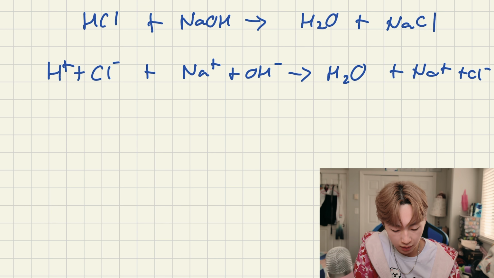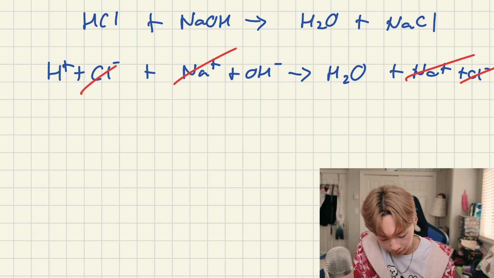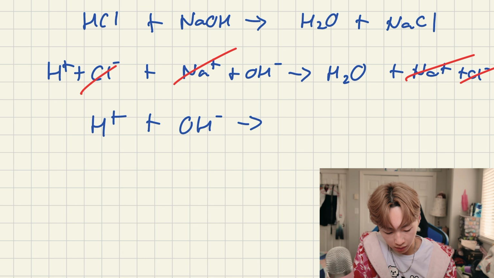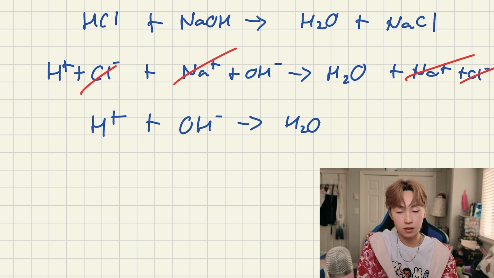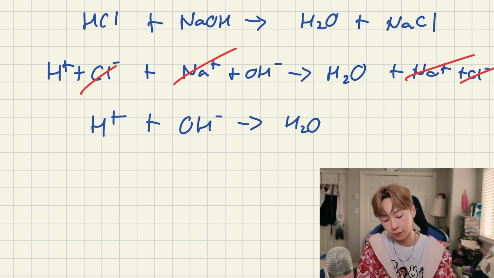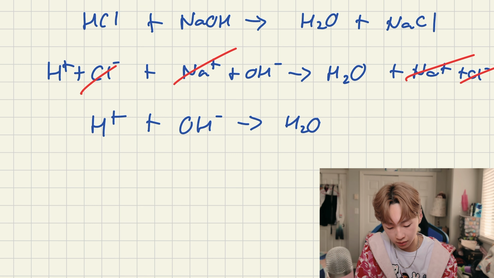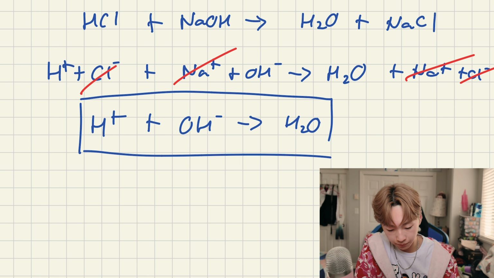And we can cancel out anything that's on both sides. For example, Cl minus, Na plus, and we're left with H plus plus OH minus becomes H2O. That's our net ionic equation. And this is actually the same for all strong acid, strong base reactions. This is your net ionic.